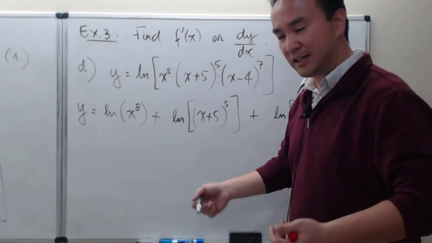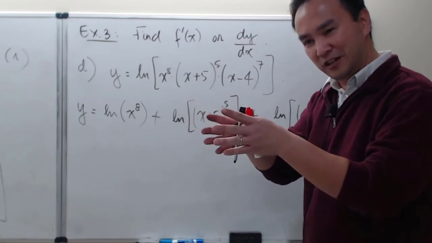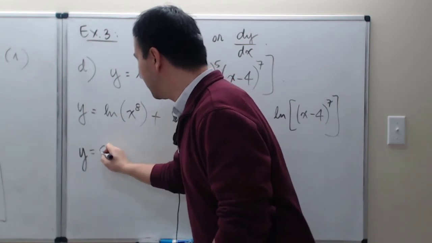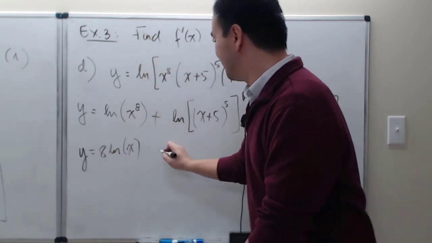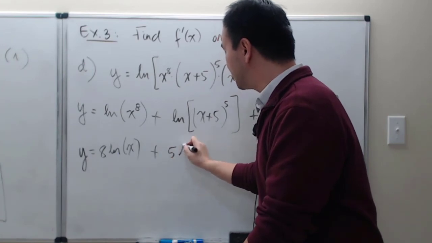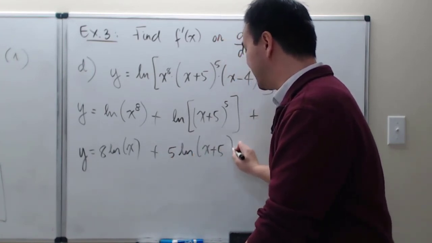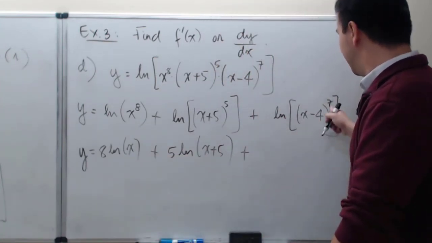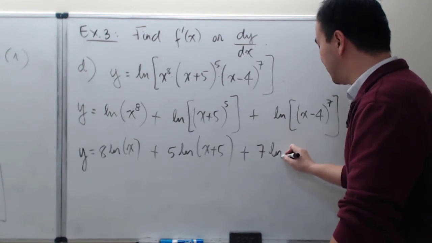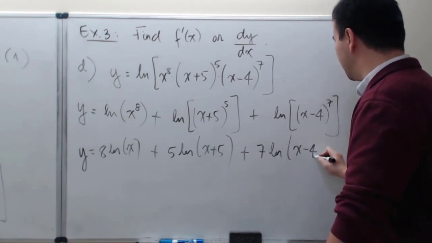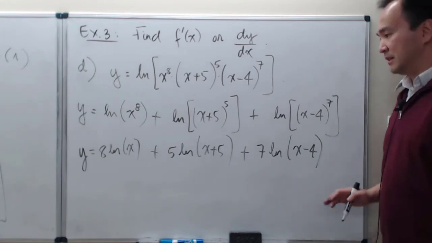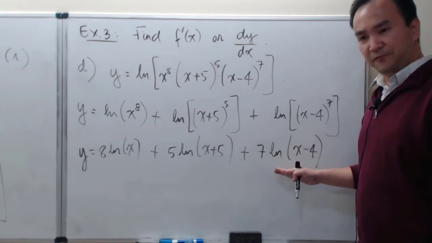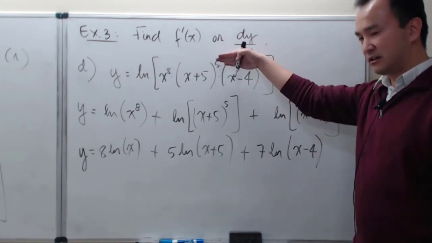So now we can apply the rule for a power inside of a log. And so y equals 8 times natural log of x, plus 5 times natural log of x plus 5. So you see now each of the expressions inside the log is a lot simpler. Plus, now I can bring down that power in front, 7 times natural log of x minus 4. Okay, so now I have to make clear again, this is not the derivative. This is only the final expression of our current function.